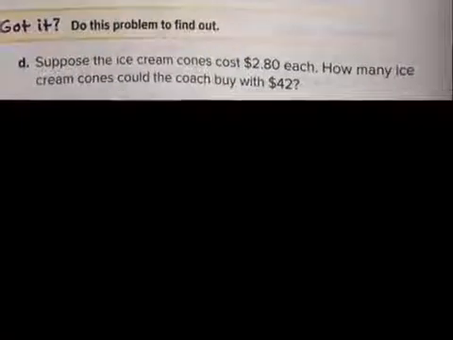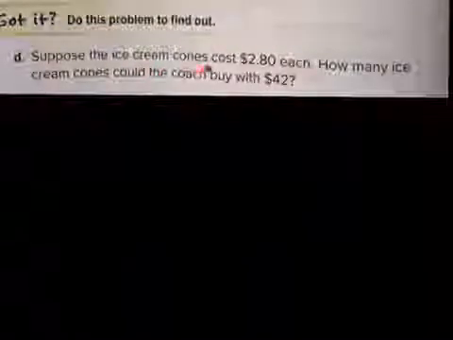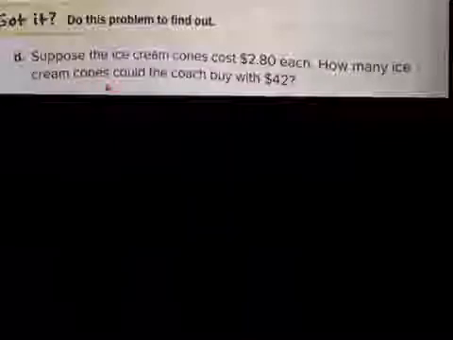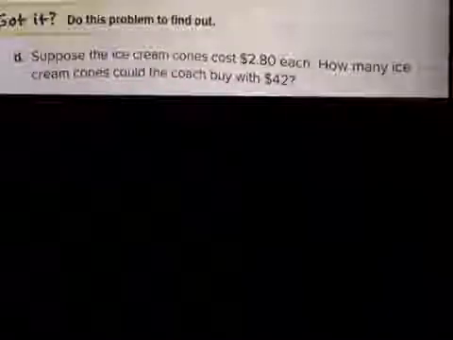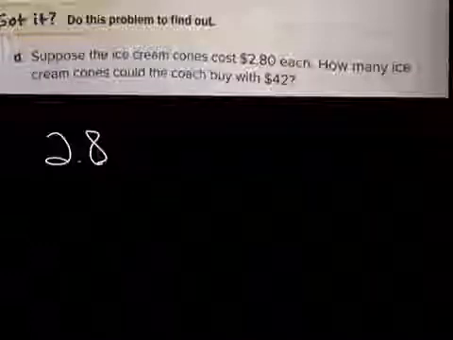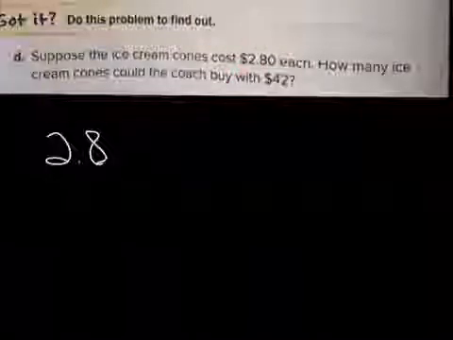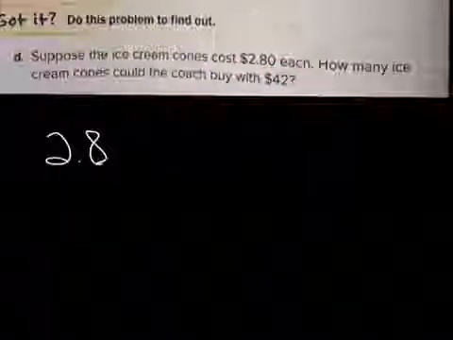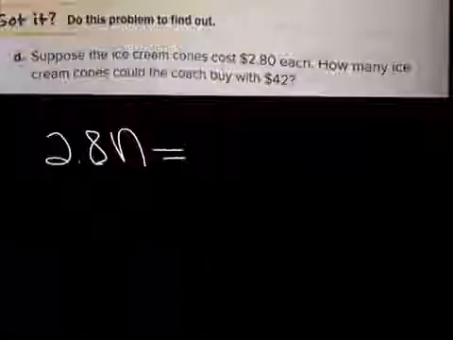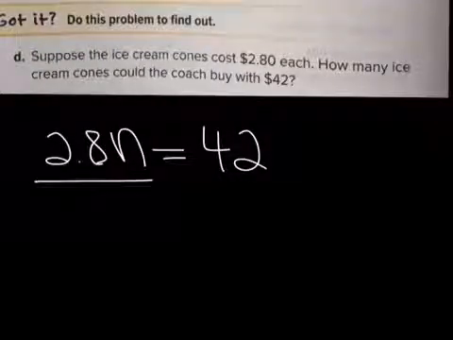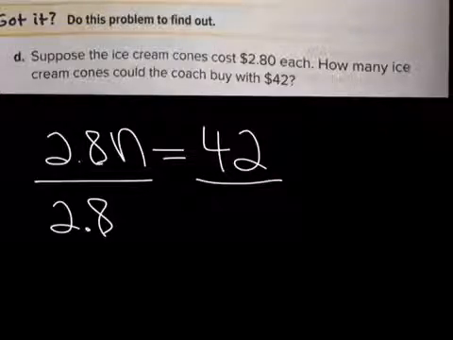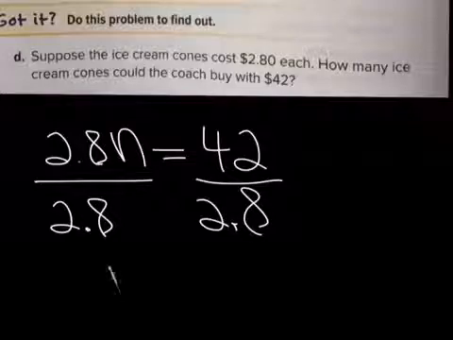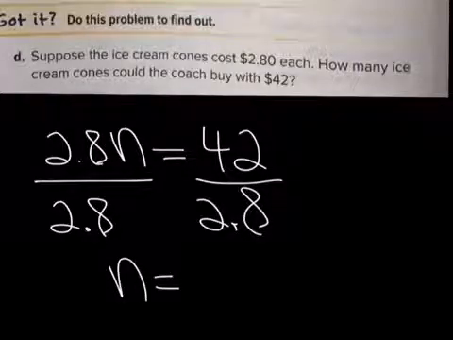Let's look at the word problem here together. Suppose the ice cream cones cost $2.80 each. How many ice cream cones could the coach buy with $42? Same concept. We have 2.80 written without the units. If you were going to write it in the form of money, remember to include the hundredth cent and the dollar sign, but we're not. We're writing an equation. It's 2.8 times a number that we don't know is 42. And now you know we must isolate the variable, so we have to divide out the coefficient, and whatever you do to one side you must do to the other side. And now we have n equals exactly 15.